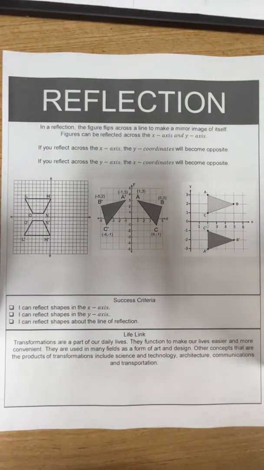Okay, reflections. A reflection makes the figure flip across a line to make a mirror image of itself. Figures can also be reflected in the x-axis and y-axis. If you reflect across the x-axis, the y-coordinates become opposite. If you reflect across the y-axis, the x-coordinates become opposite.